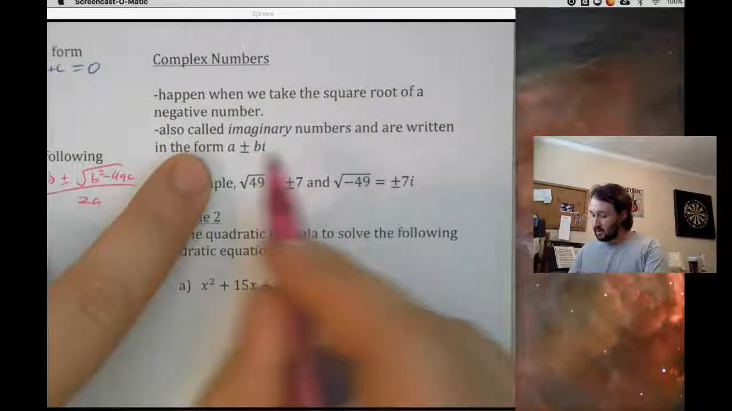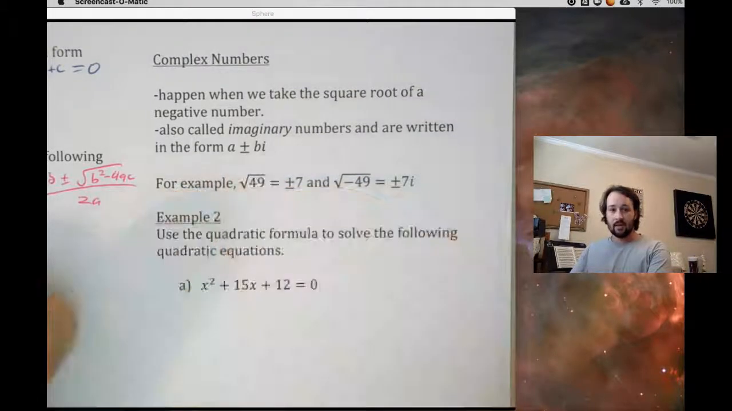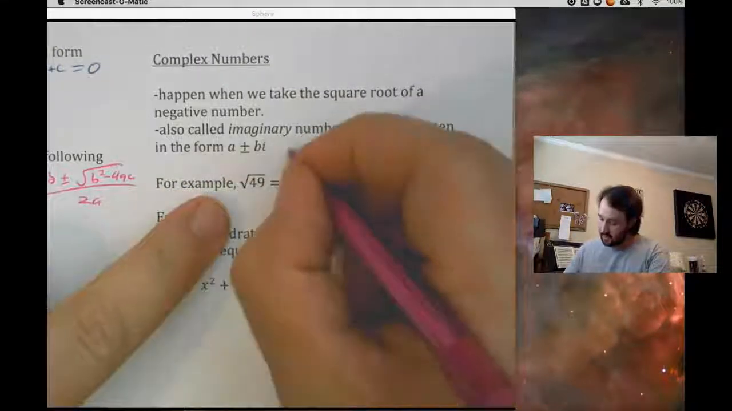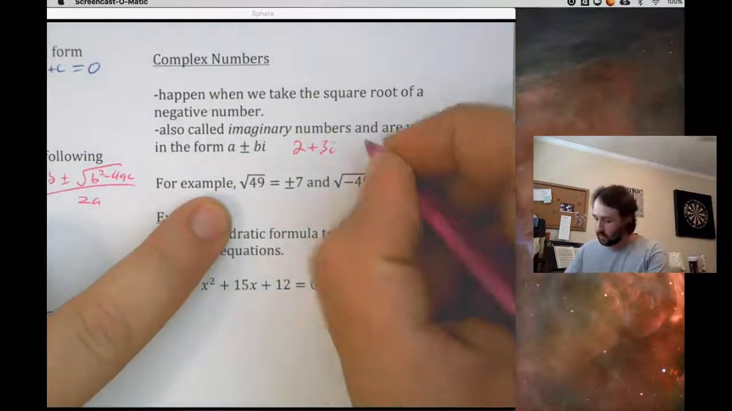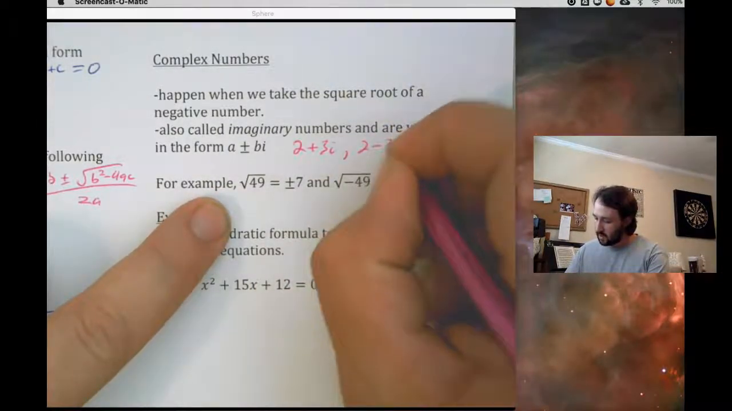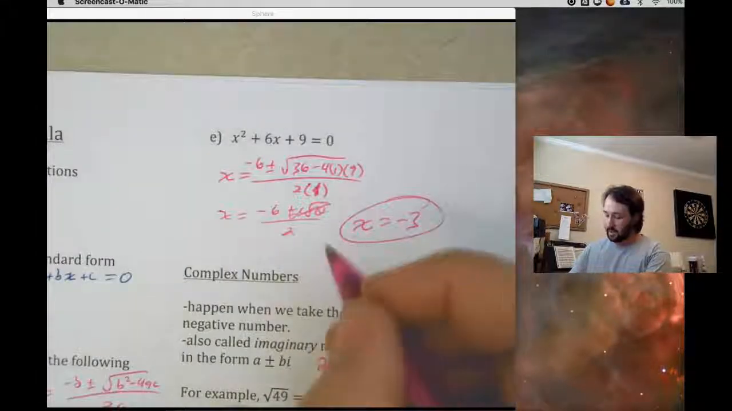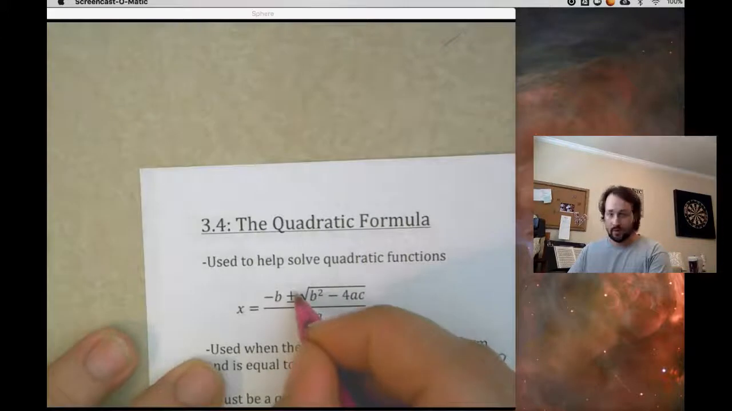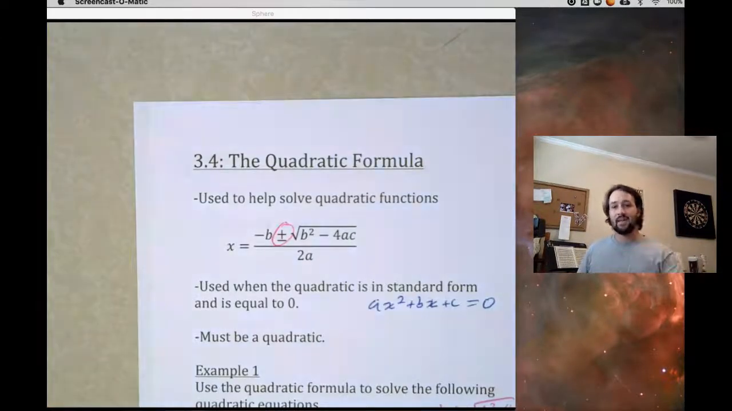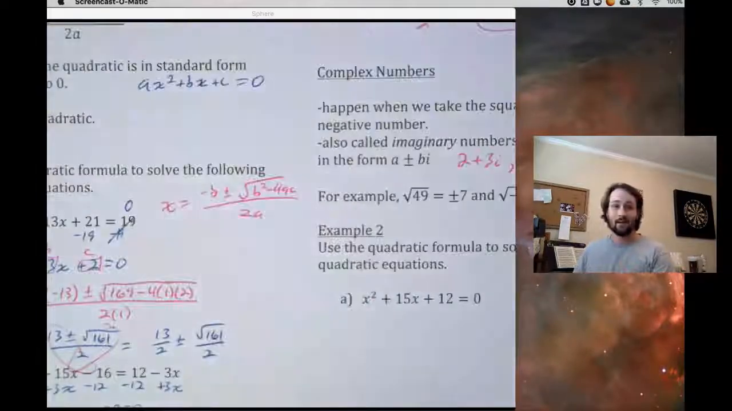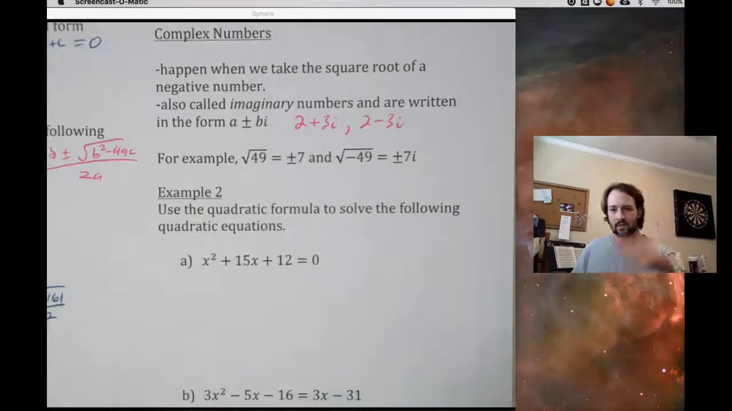So yeah, I just said that. They are written in the form a plus or minus bi. Something else cool to note is that if we have 2 plus 3i as a solution, we will also have 2 minus 3i as a solution. That's just because of the plus or minus in our quadratic formula. When we come up with the imaginaries, we have the positive and the negative of that solution. So that's why they're called conjugate pairs. I think we'll see more of this later in the section.